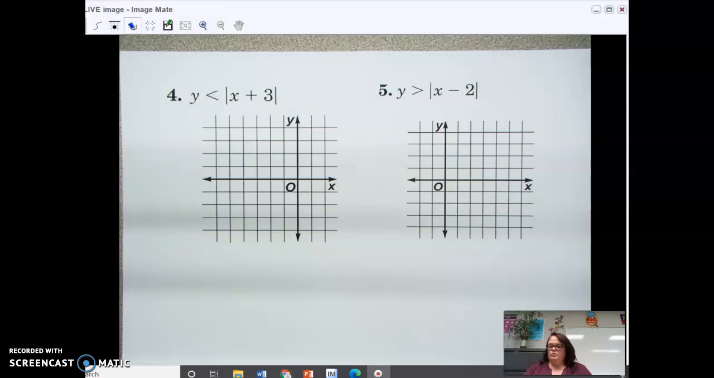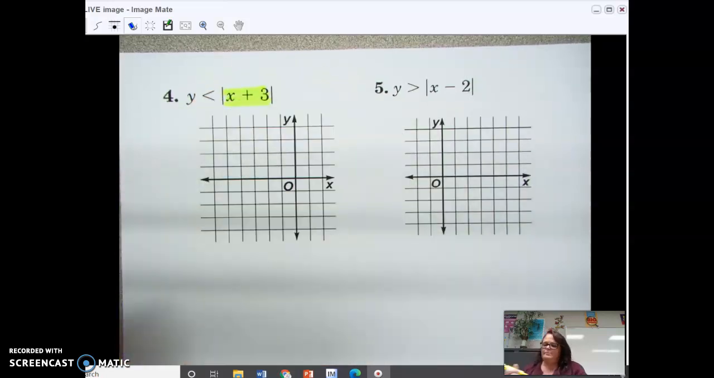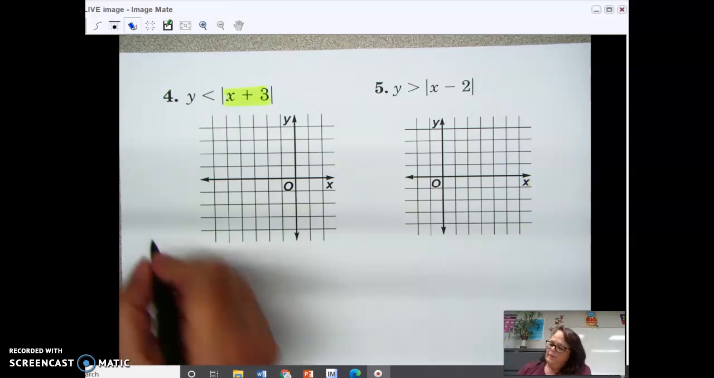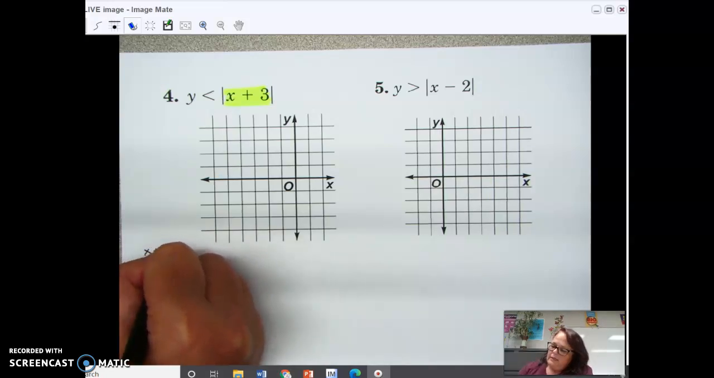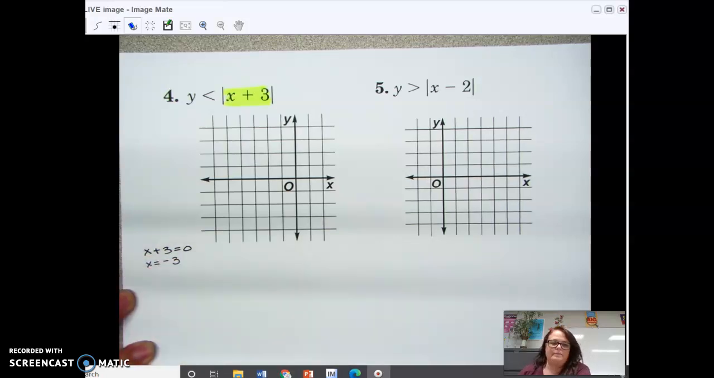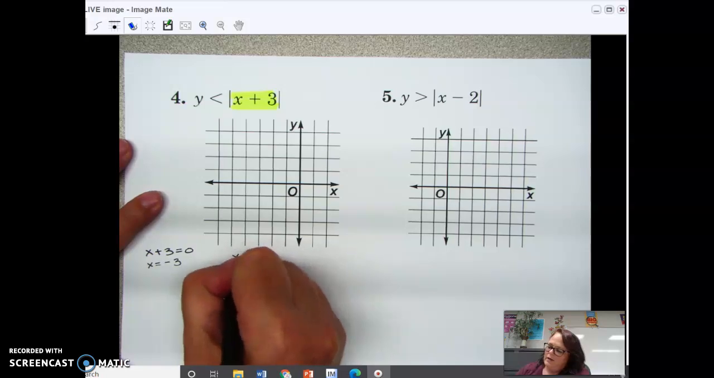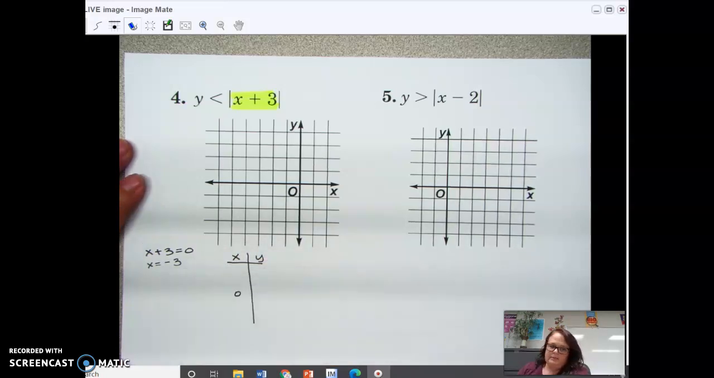So remember, the first question we ask ourselves is what value of x makes the absolute value 0? So I'm going to take that x plus 3 and set it equal to 0. And if I subtract 3 from both sides, we get x is equal to negative 3. So that is the 0 point where you go from being negative to positive inside of that absolute value.